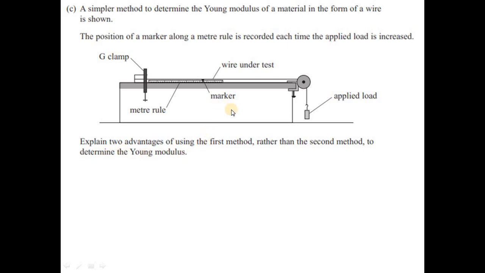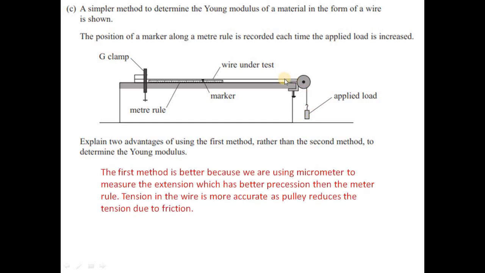Of course, in the second method we are using a meter rule to measure the extension, but in the first method we use a micrometer screw gauge to find the extension, which will give a more accurate reading than the second one. And also in the first method weight is hung directly on the string, but in the second, due to the pulley, we have some reduced tension. That's why method 1 is much better than method 2. That's how you can write it.